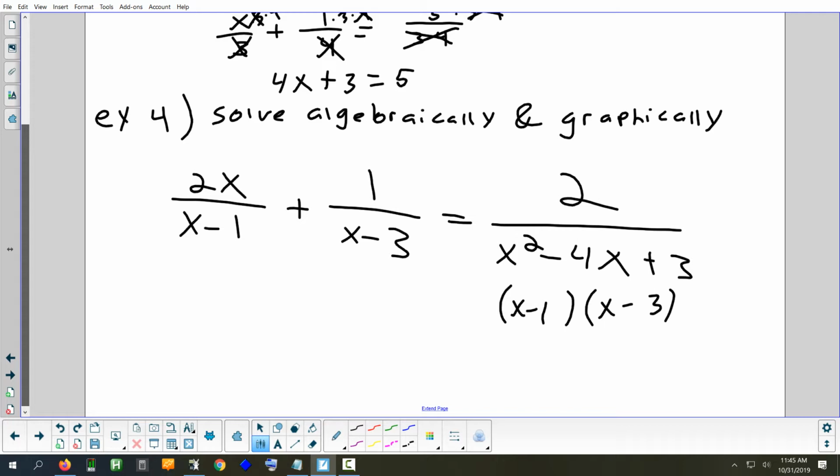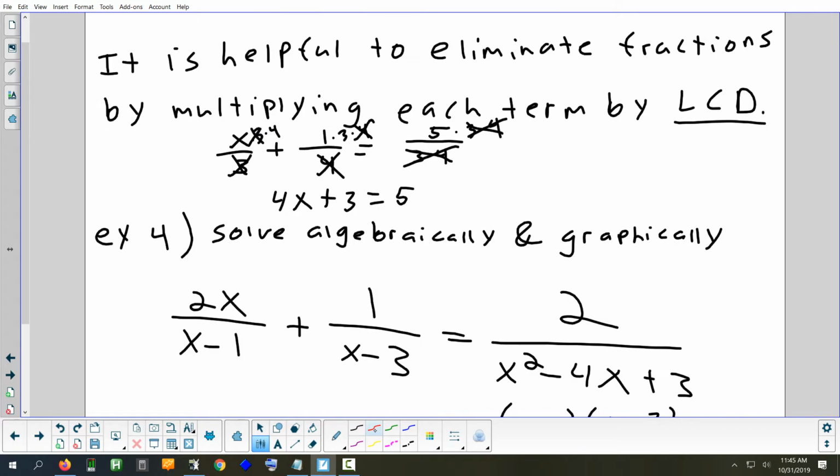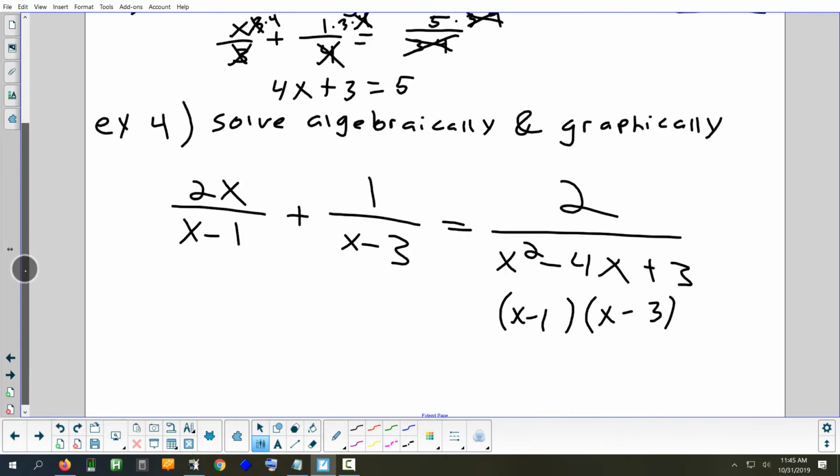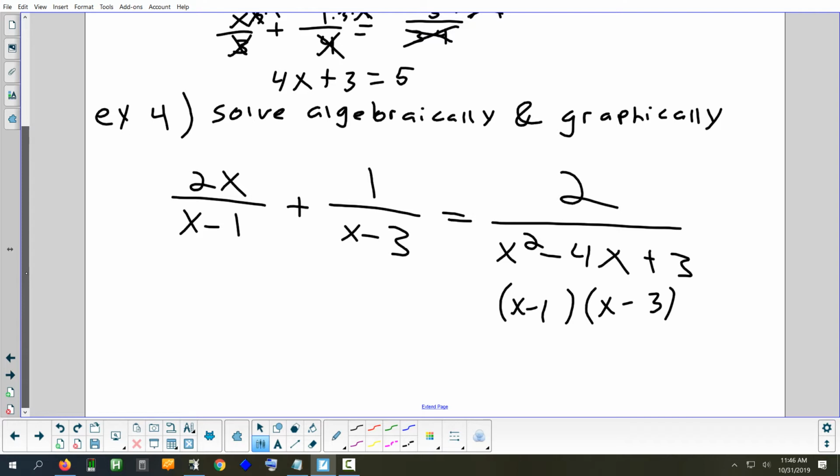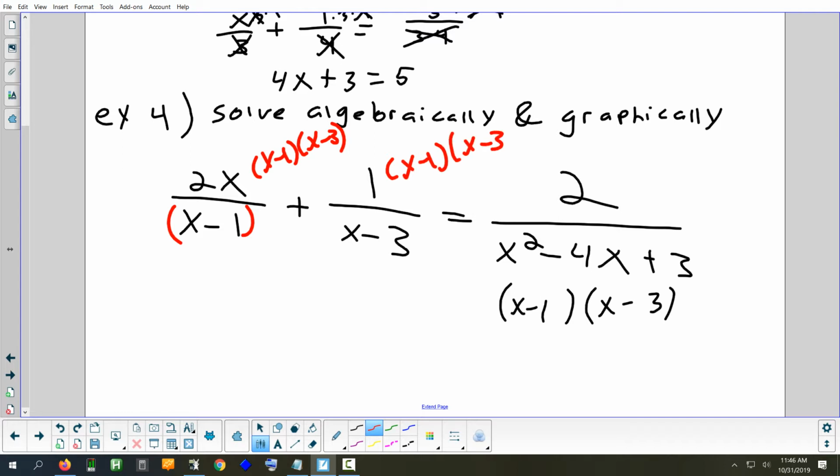So now I'm going to ask the same question I did before. How many different factors do I have in the denominators? 2. What are they? X minus 1, x minus 3. Multiply everything by x minus 1, x minus 3. So x minus 1, x minus 3, on each fraction.